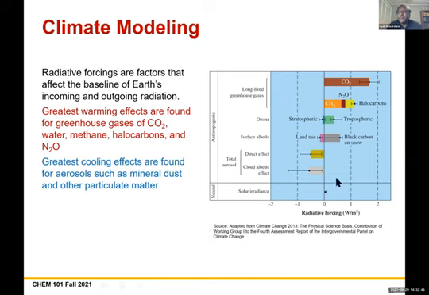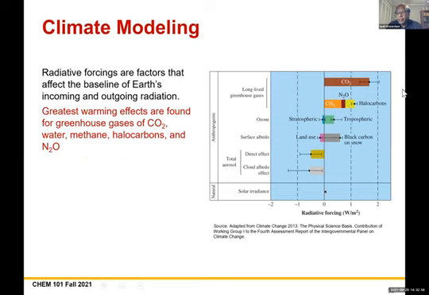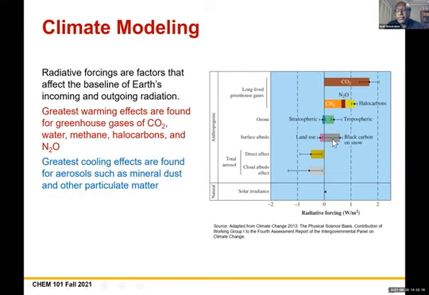Positive radiative forcing is bad. Carbon dioxide creates radiative forcing of about 2 here. Methane, nitrous oxide, and tropospheric ozone also increase the radiative forcing. And land use, and black carbon on snow, also increase the radiative forcing.